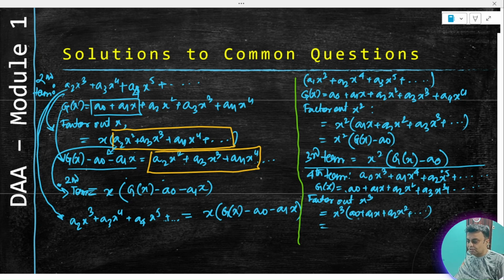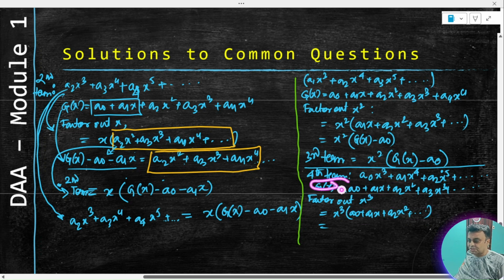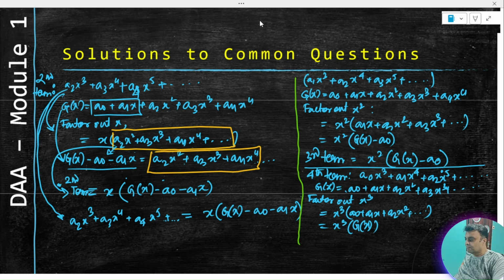And you know that this is this, right? Which means we got g(x) here, right? So which means we got g(x) here. So therefore we can write x cube into g(x), right? So that becomes my fourth term. My fourth term therefore can be written as x cube into g(x).